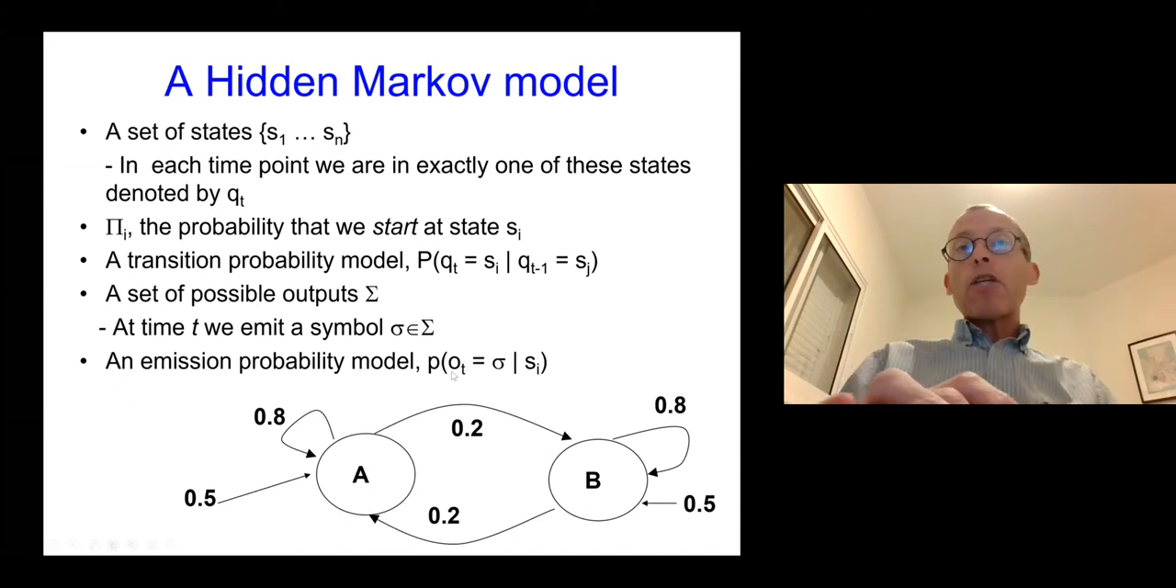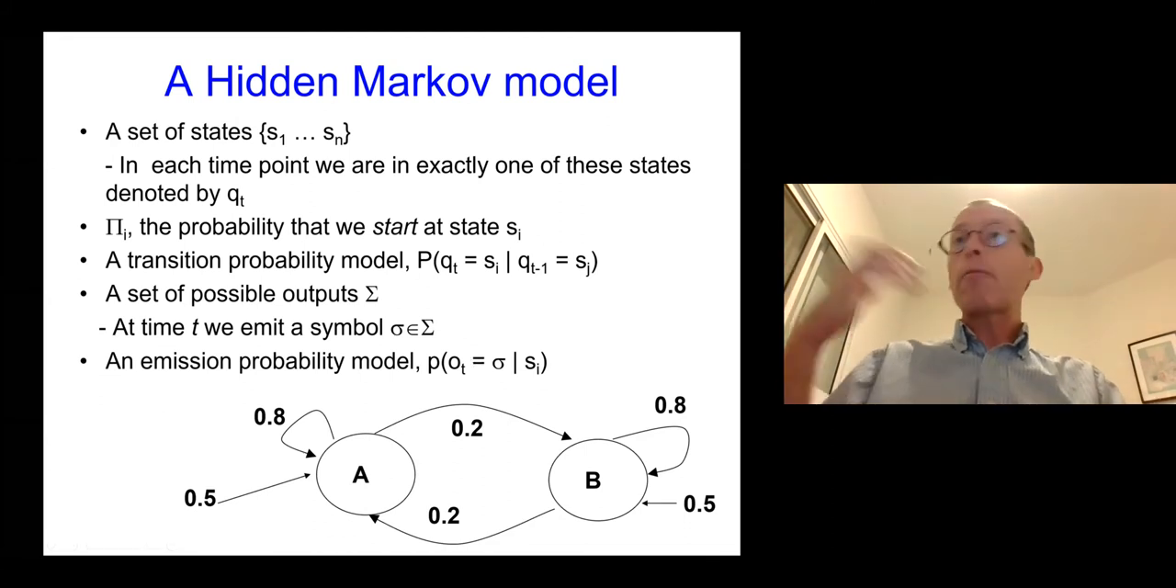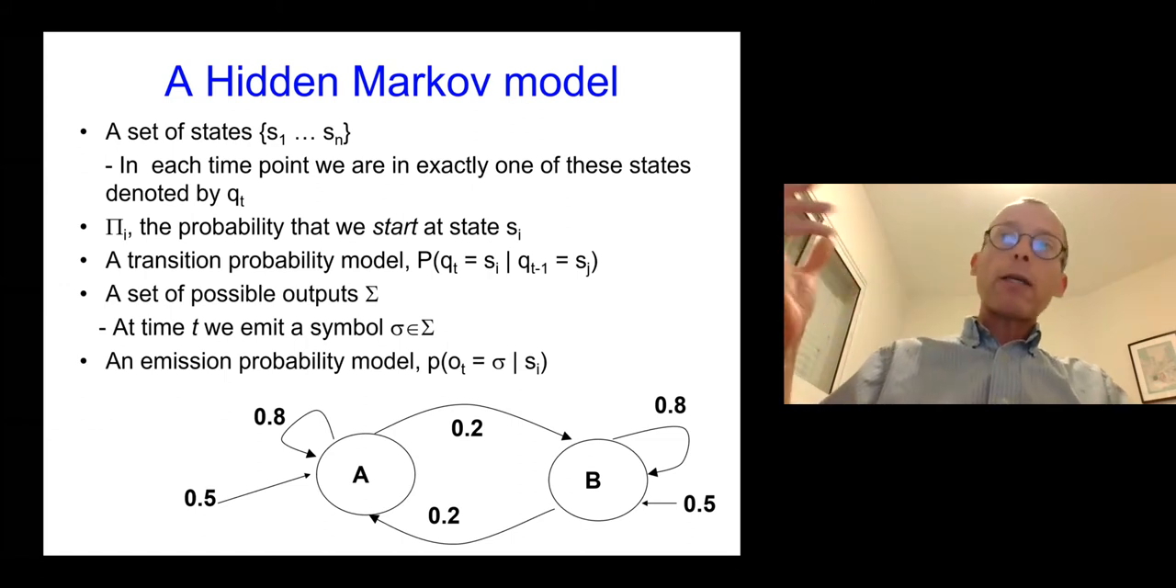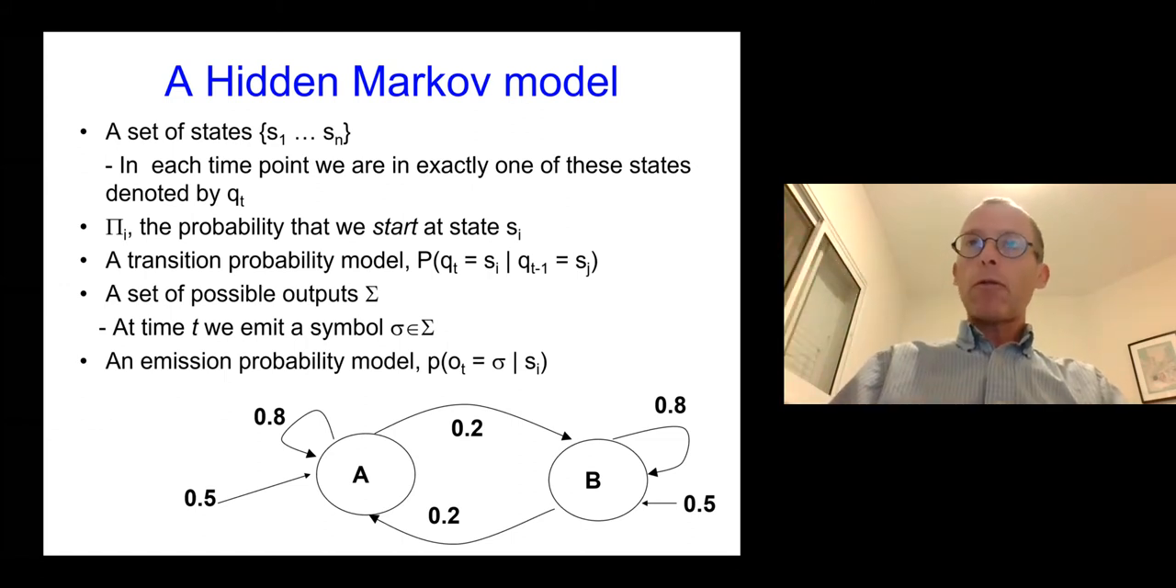And also we have the emission probability model. The number of parameters we need for that depends on the distribution that we assume. If we have a die, then we need 6 for each state. If we have a coin, then maybe 2, or maybe 1 actually, because one minus p is the other. So that's really a function of the model we assume. But these are the parameters of the model.